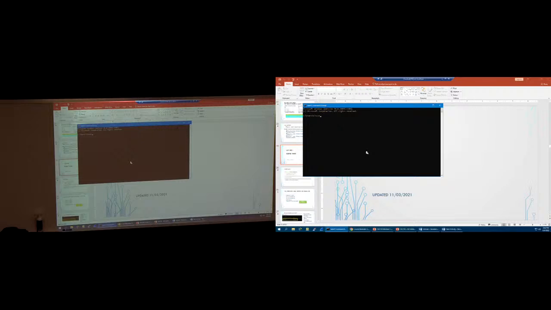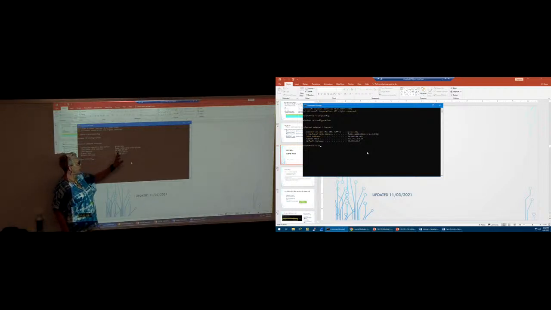Okay, so let's just do an ipconfig. I can see what my IPv4 address is, 10.204.68.203. I can see what my subnet mask is, 255.255.254.0, and my default gateway. But what I don't see is what my network address is, what network I belong to, okay?